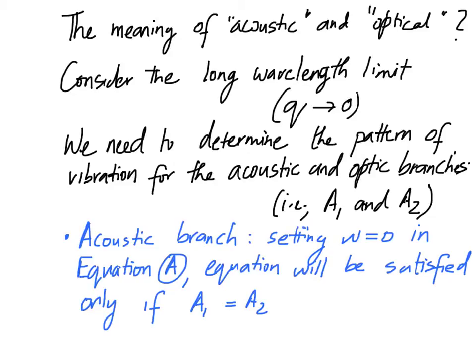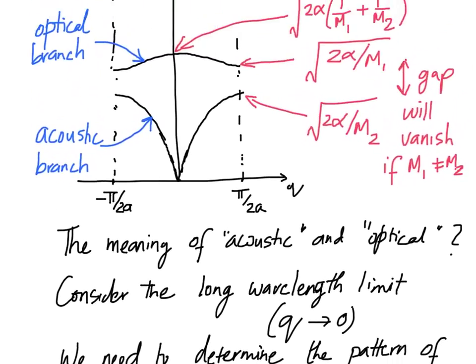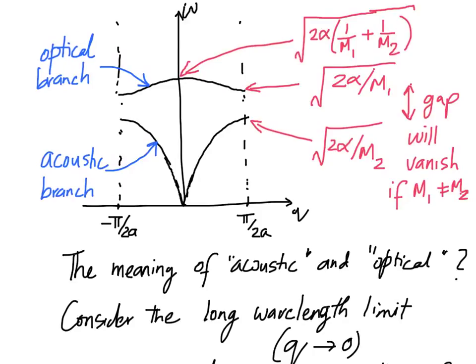Okay, so what we're going to do is go back to our equation A. We're going to set q equals 0 because we want to look at the long wavelength limit. And in addition, we're going to set omega to 0 because we are interested in the acoustic branch first. And if you go back to this plot over here, when q tends to 0, you would get the acoustic branch when omega is also equal to 0.